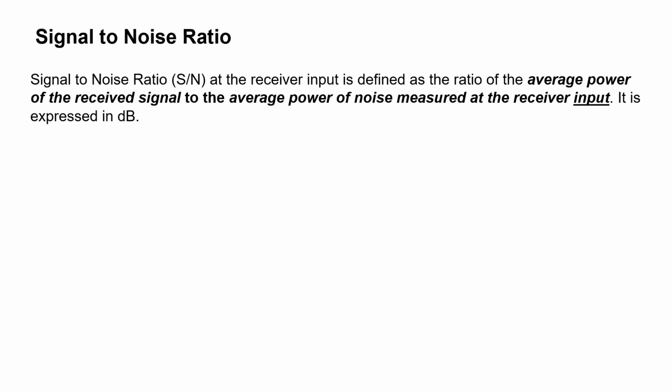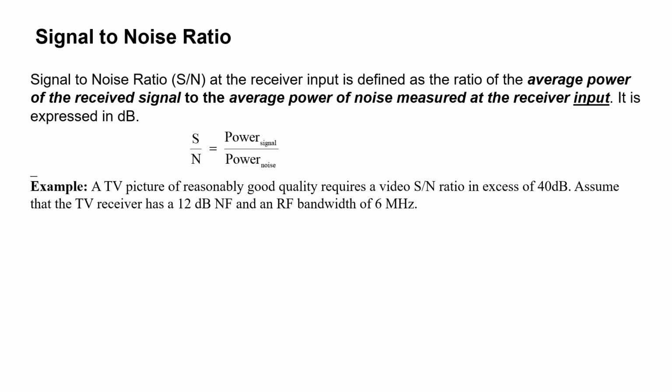Signal to noise ratio. Signal to noise ratio at the receiver input is defined as the ratio of average power of the received signal to the average power of the noise measured at the receiver input. It is expressed generally in dB, but it can also be given in linear terms, but we normally consider dB to be more appropriate. So signal to noise ratio is power of a signal divided by power of noise. If you put the same in dB, then it's power of signal in dB minus power of noise in dB.